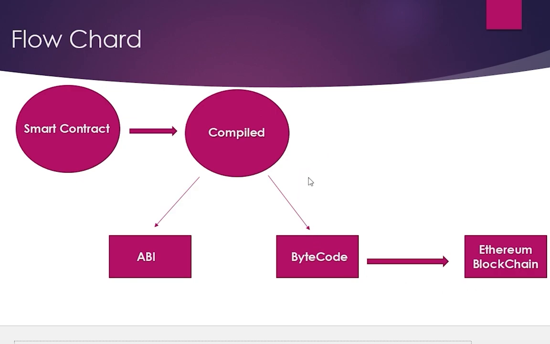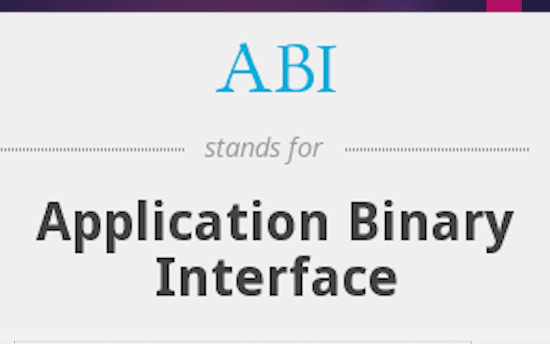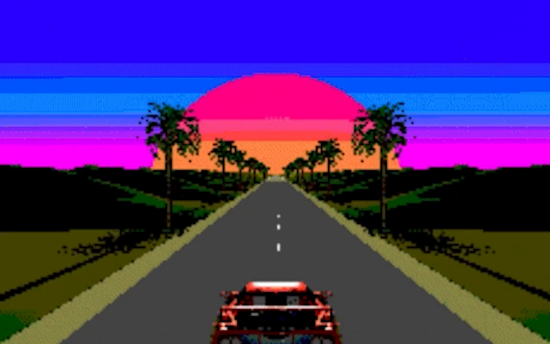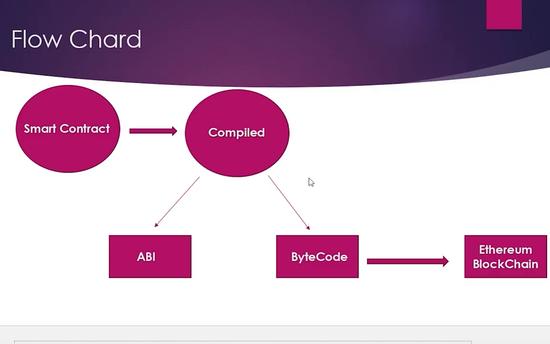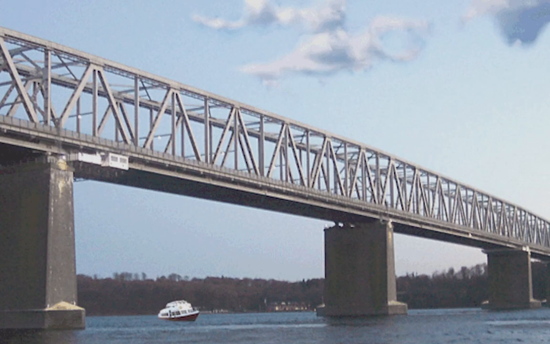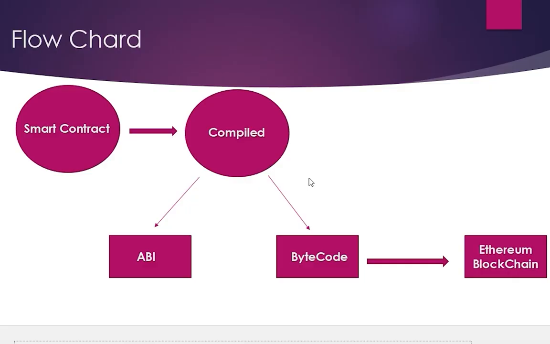First, let's talk about what the ABI is. ABI stands for Application Binary Interface, a standard way to interact with contracts in the Ethereum ecosystem, both from outside the blockchain and for contract-to-contract interaction. We can also say it is a bridge to interact with outside or inside contracts. Like if a company wants to interact with our smart contract, it can do so through the ABI. In the practical, I will show you how this ABI looks.